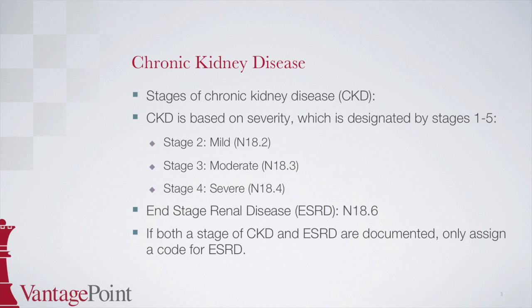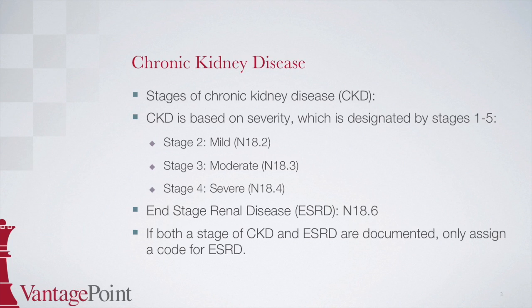One of the common conditions found in this chapter is chronic kidney disease, or CKD. There are 5 stages of CKD, and the stages go from least to most severe. The 4th character corresponds to the stage of the CKD. So as you can see on your slide, Stage 2 is N18.2, and Stage 3 is N18.3. End-stage renal disease, or ESRD, is coded to N18.6.